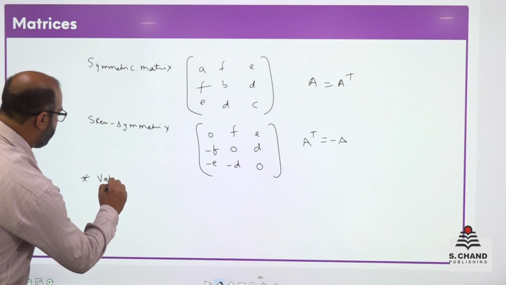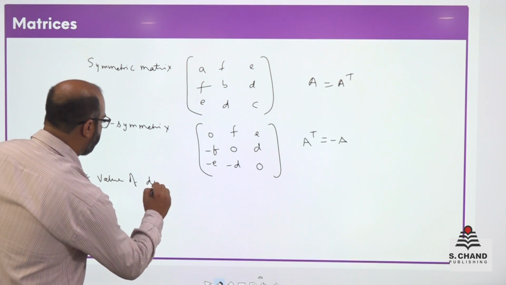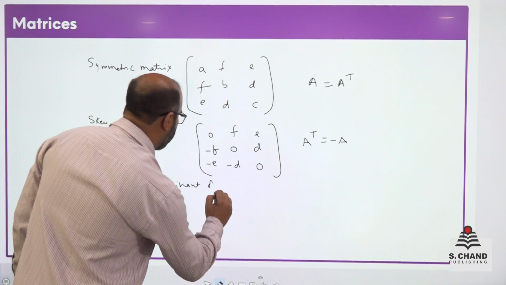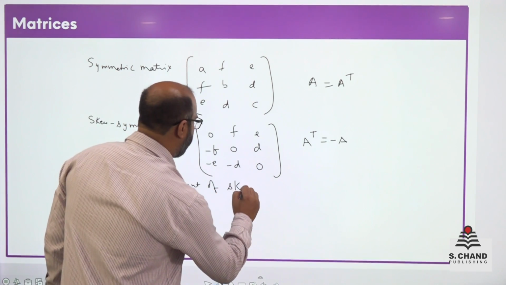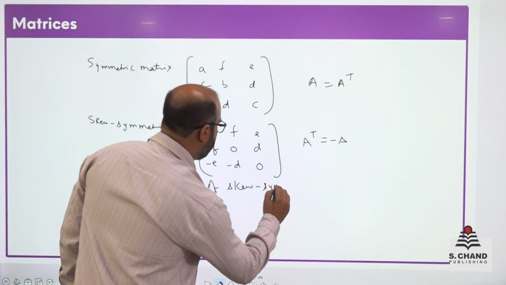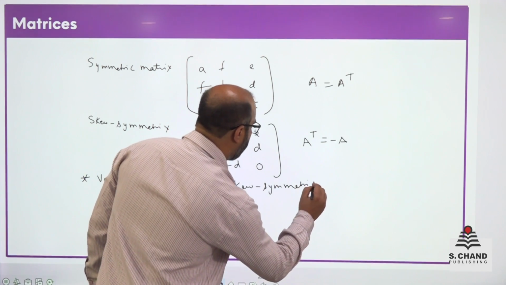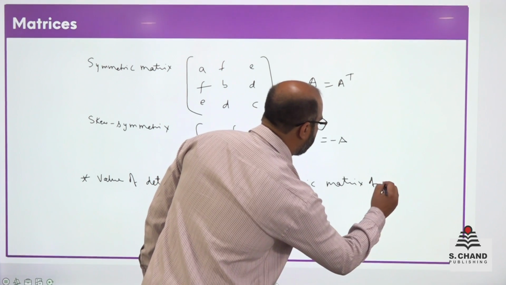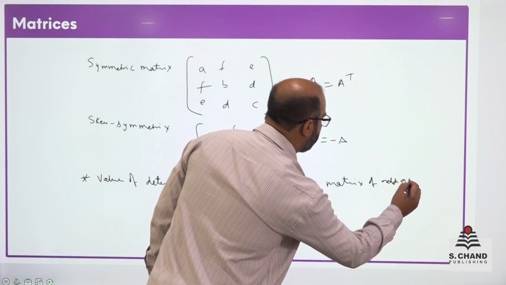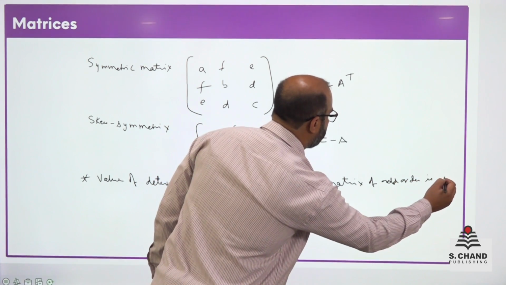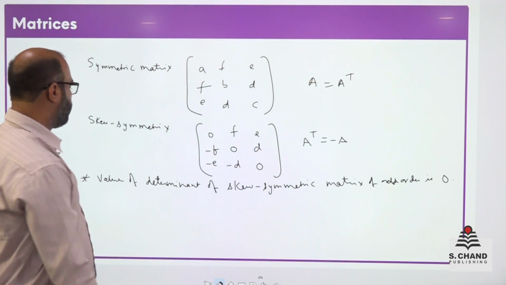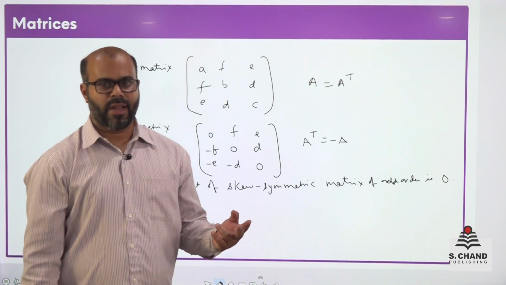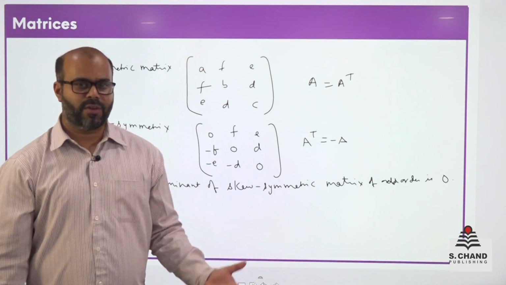The value of determinant of skew symmetric matrix of odd order is 0. So if a 3 order matrix is there and it is skew symmetric, then its determinant value will be 0.